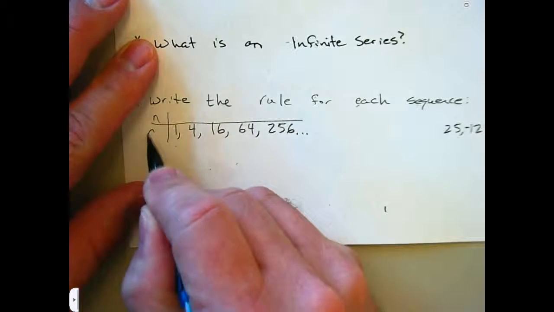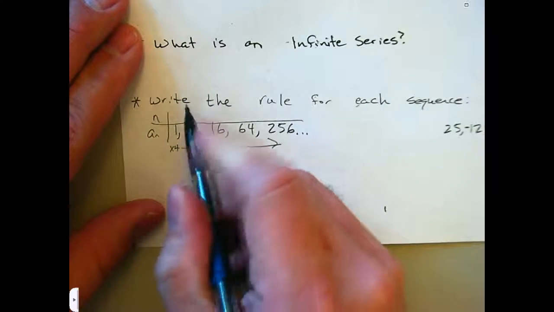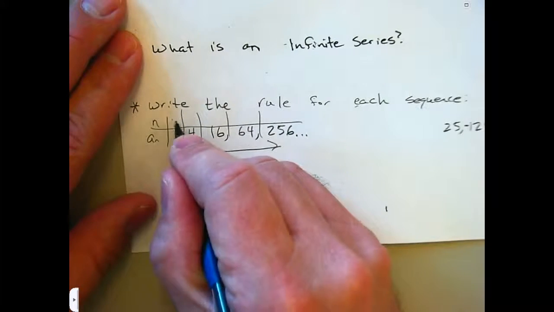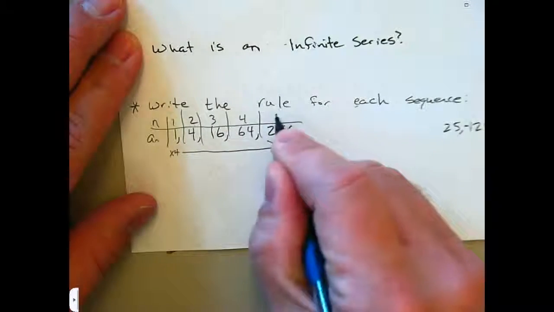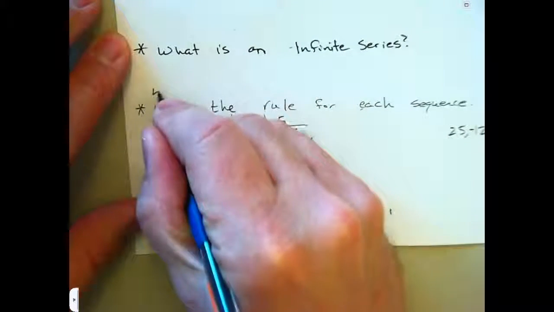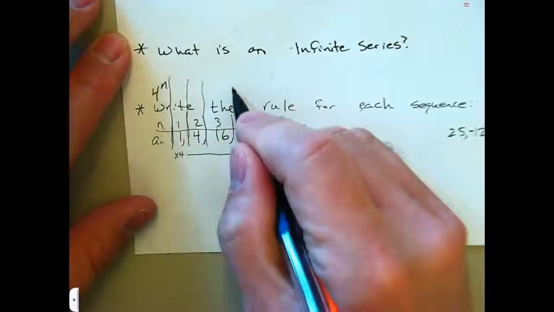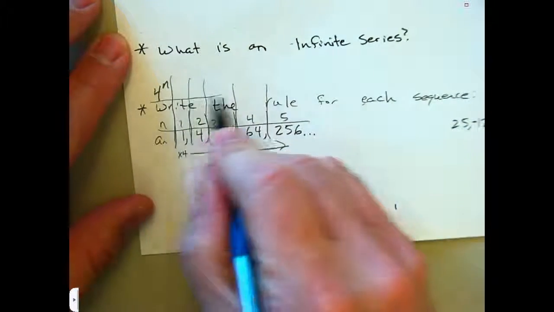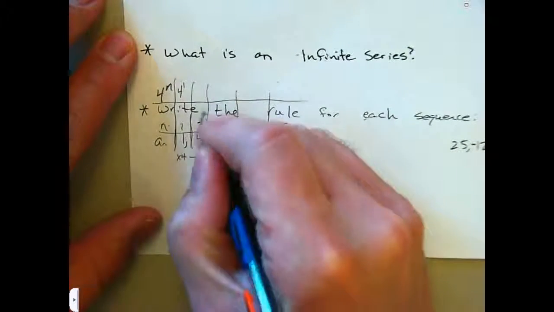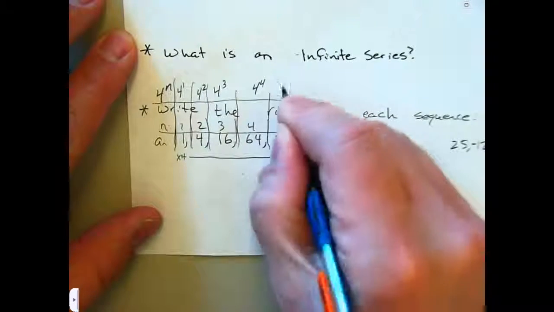Okay, here's n, a sub n. I know that here I'm multiplying by 4 each time. So really, if you think of it, this would be 1, 2, 3, 4, and 5. And what I just asked you to do a minute ago, I'm going to write it up here, is to take 4 and put it to the nth power and make another row up there. Now, if you do that, 4 to the nth is 4 to the first. 4 to the second. 4 to the third. 4 to the fourth. And 4 to the fifth.